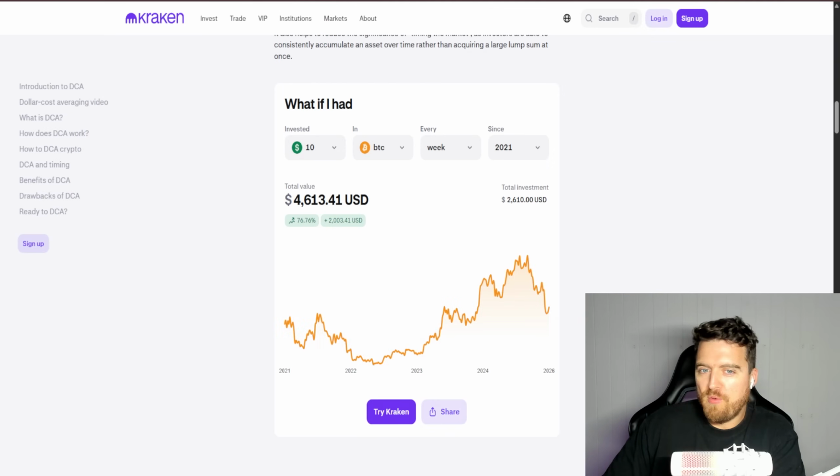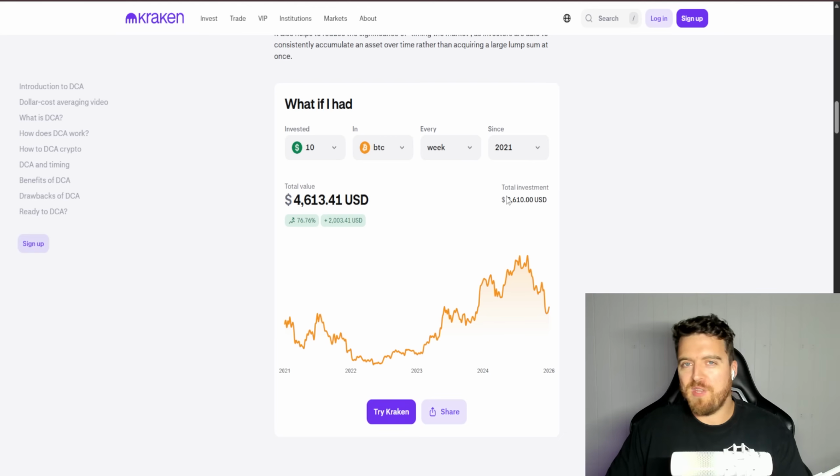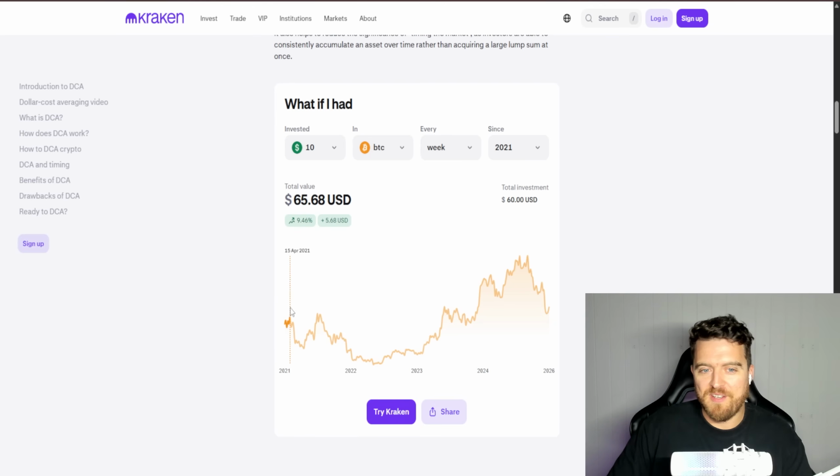Now, a really cool way to visualize this, over here on kraken.com, they've got a little what-if chart right here, fairly self-explanatory. What if you had invested $10 a week into BTC since 2021 and you were still holding today? Your total investment over that time period would have been $2,610. You would have turned that into $4,613. And you see, you're riding all these losses out, right?